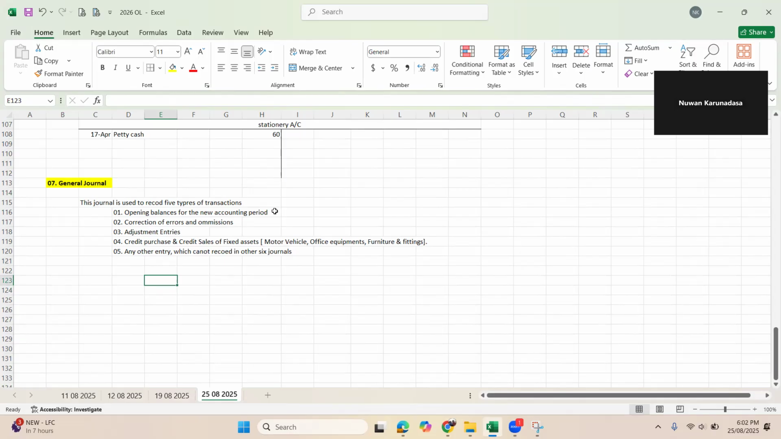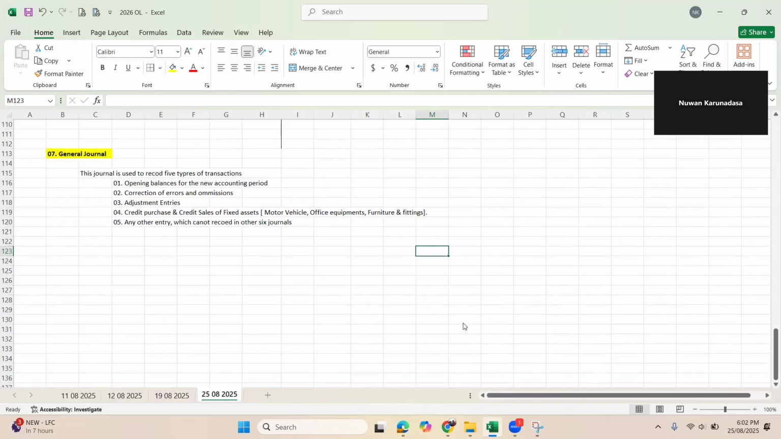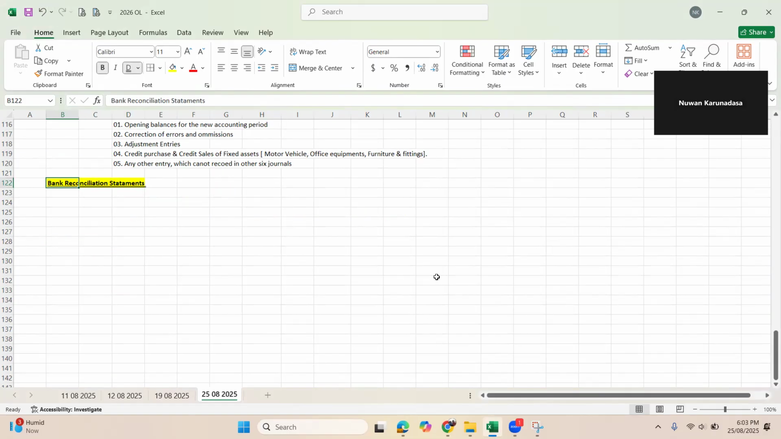I need to finish it a little bit fast because only few months left for the O level, right? Then we will look at another very important chapter, that is bank reconciliation statement. Very important chapter. Every time there will be a definite question in your paper, right? So the bank reconciliation is a very important chapter, right? So we learn today about the bank reconciliation statement. What is a bank reconciliation statement?